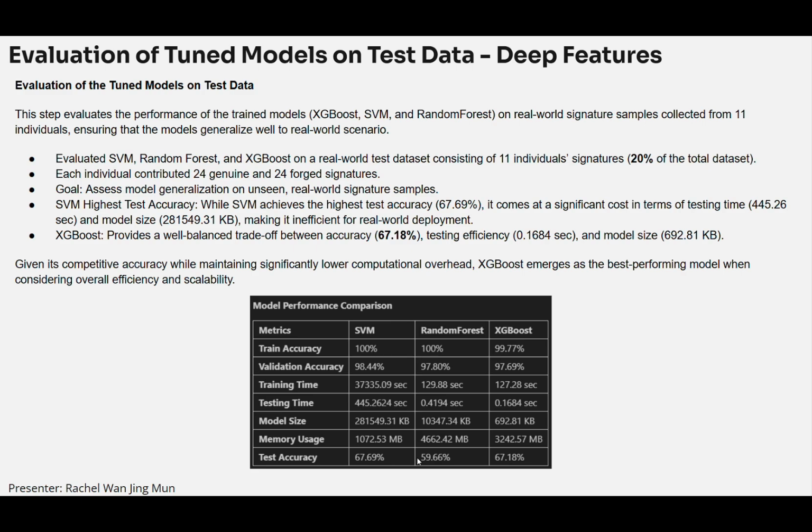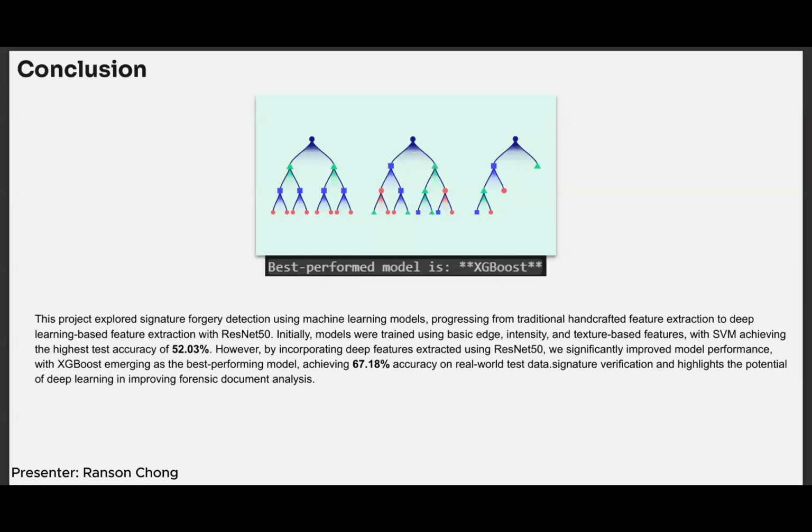In conclusion, our team demonstrated the potential of machine learning and deep learning techniques for signature forgery detection. We explored three machine learning models: support vector machine (SVM), random forest, and XGBoost. These models were trained using a combination of edge-based, texture-based, and intensity-based features, with SVM achieving the highest test accuracy of 52.03%. We proceeded to introduce ResNet50 for deep feature extraction.